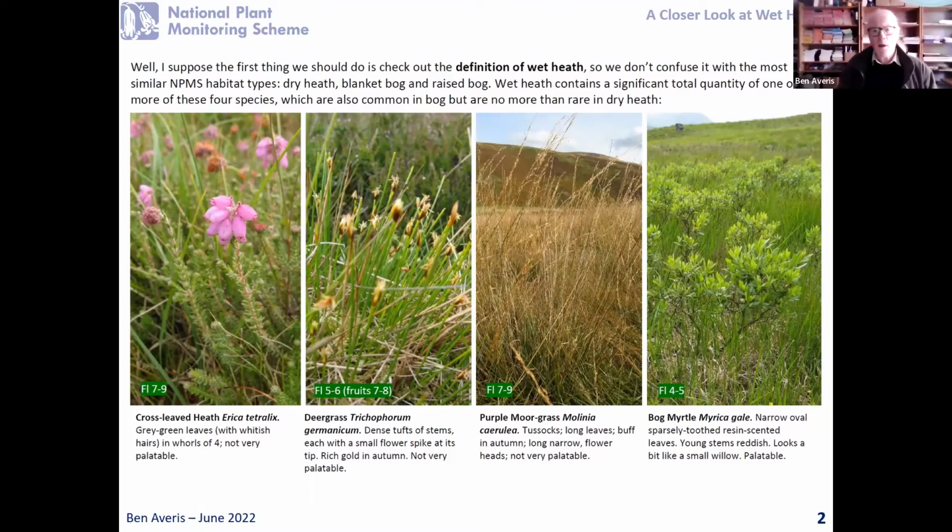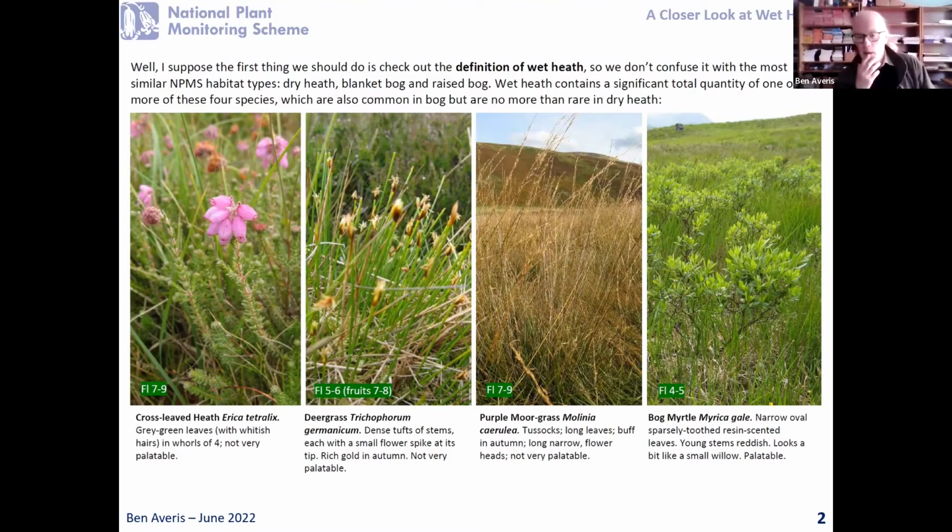You also find them in bogs, and in dry heath you won't find very much of them, if any. There'll be just the most tiny, sparse bit here and there. You can get a bit of cross-leaved heath here and there in the dry heath, but only the tiniest amounts compared to wet heath. So wet heath versus dry heath is usually quite clear. Wet heath from bog, though, is another consideration, as bogs can share any or all of those four species.